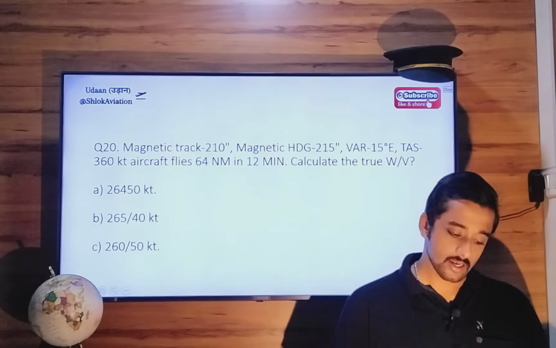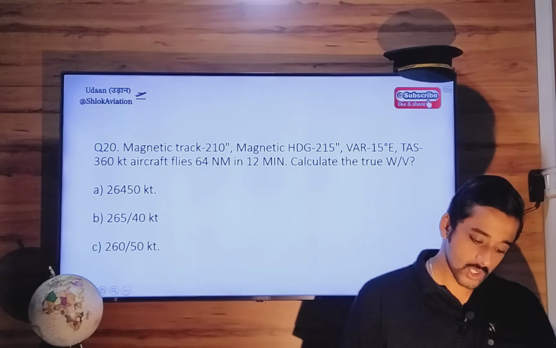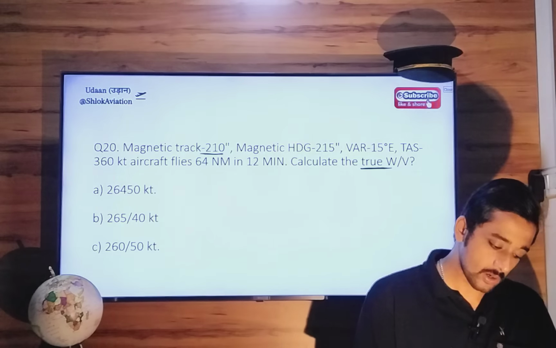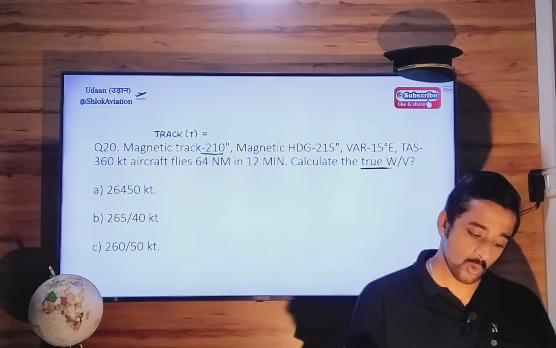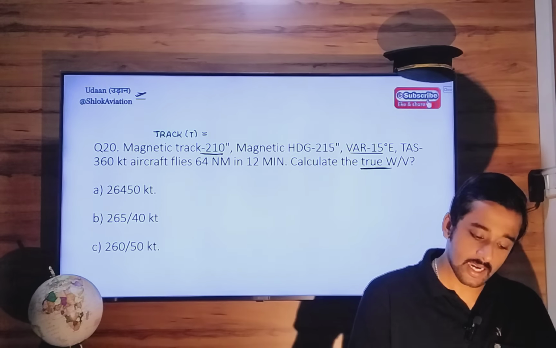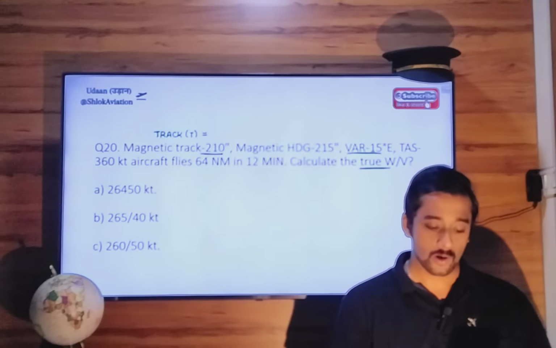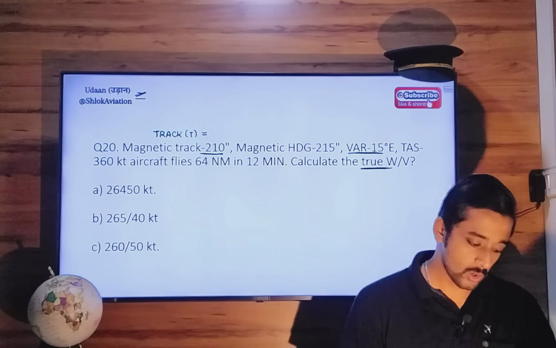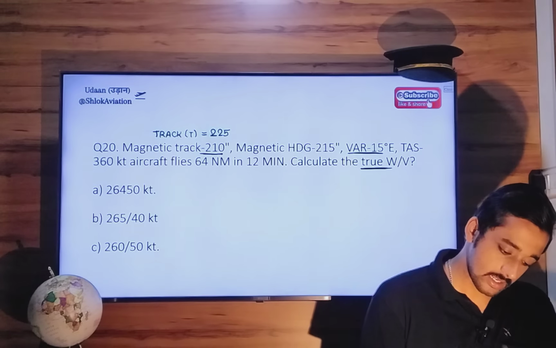Question number 20. Last. Track, heading, variation, and time are given. Calculate true wind velocity. So we want a final answer in terms of true direction. So let's convert this magnetic track into corresponding true track or true course. So if magnetic is 210 degree and variation is 15 degree east, variation east magnetic will be least. Therefore true direction will be more than magnetic. So 210 plus 15, 225. So true track is 225 degrees.